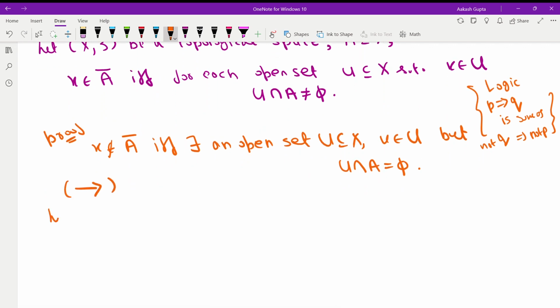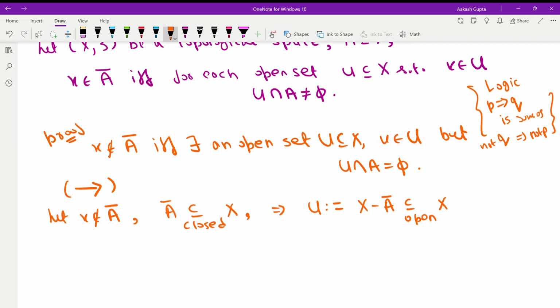Let us proceed in this direction. So let x not belong to A closure. A closure is a closed subset of X. This implies, let us define U to be X minus A closure. This is open in X. Now, U is open. Note that also x belongs to U. Very good. Let us see what is U intersection A.